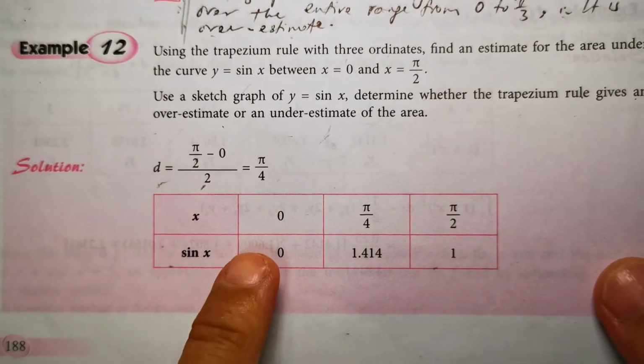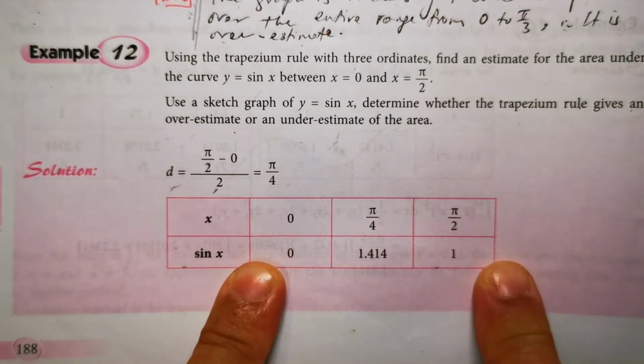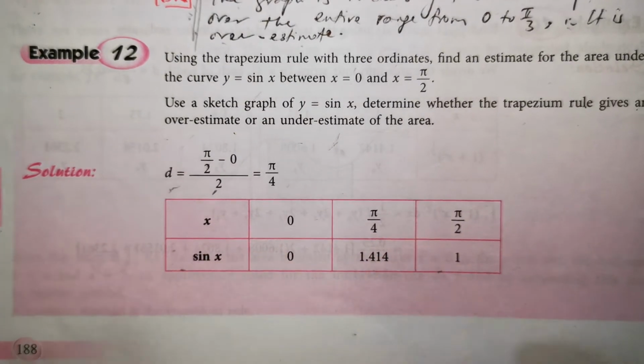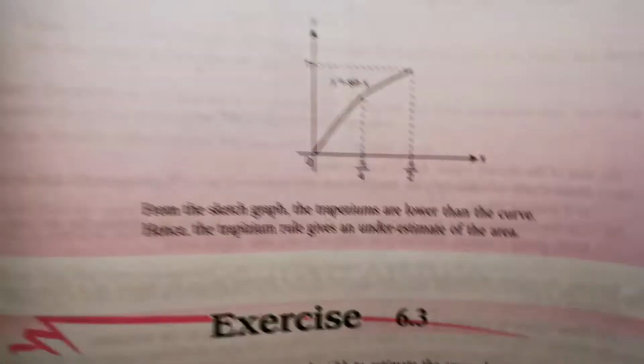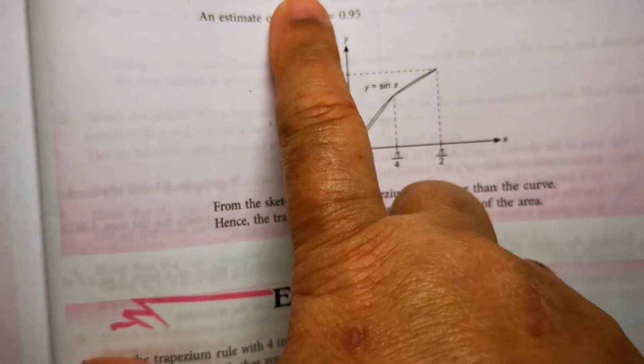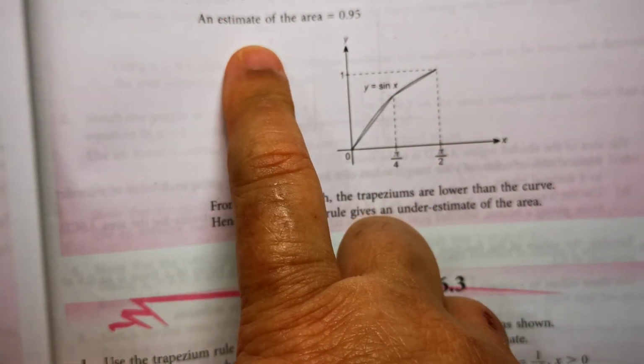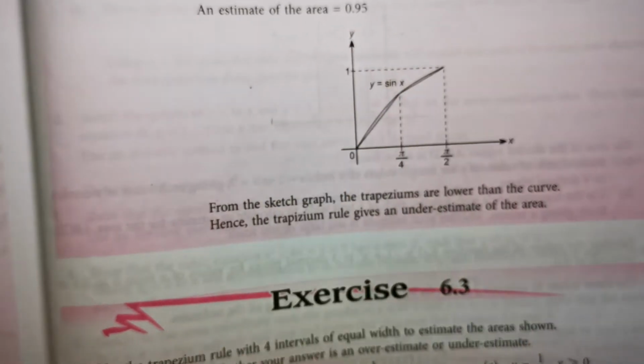Doesn't matter, you can see. This is y0, this is y2, so this one has to be times 2. But here they forgot. So you multiply by 2, then you get the answer. The estimated area will be 0.95.